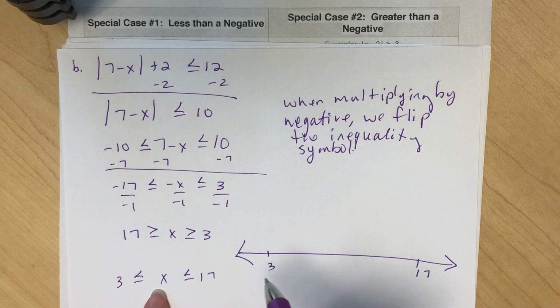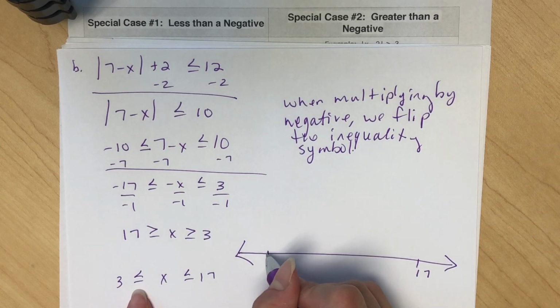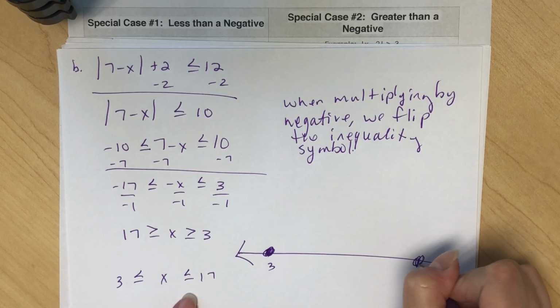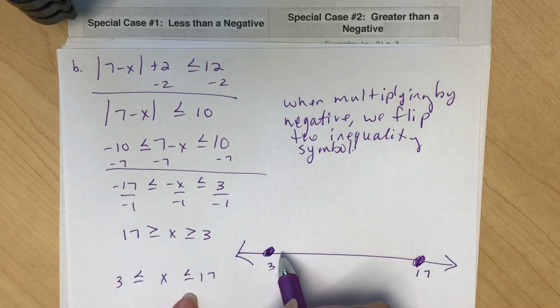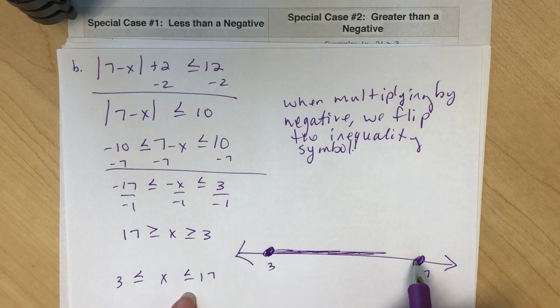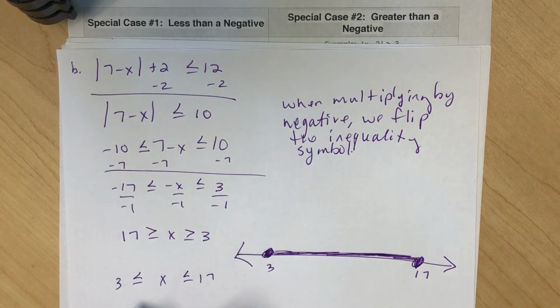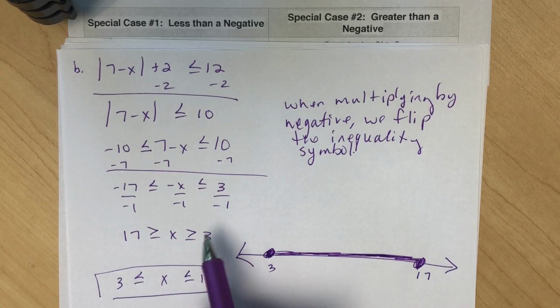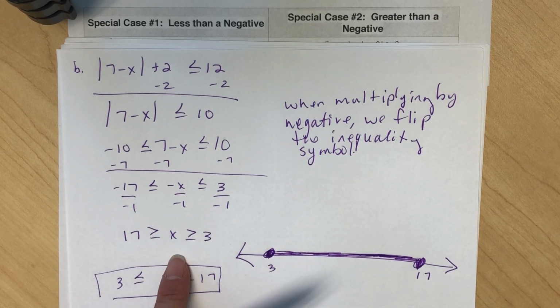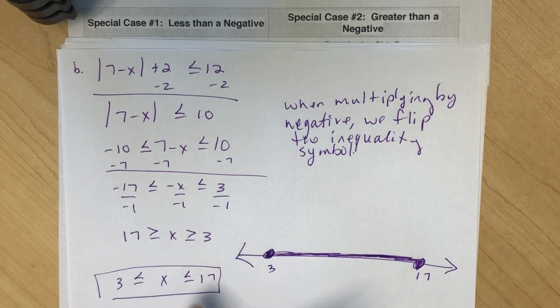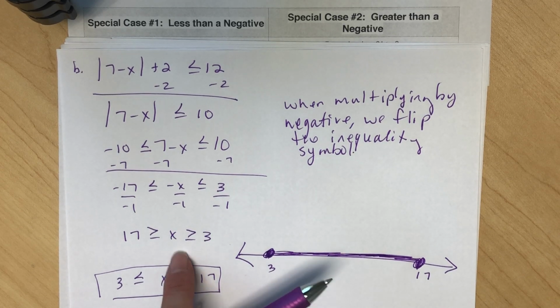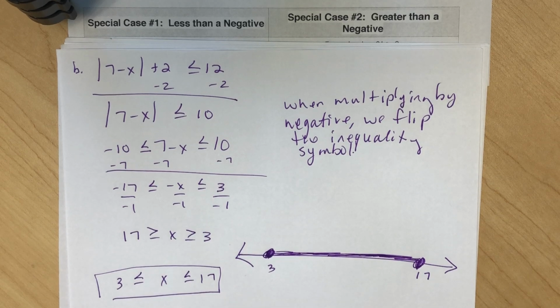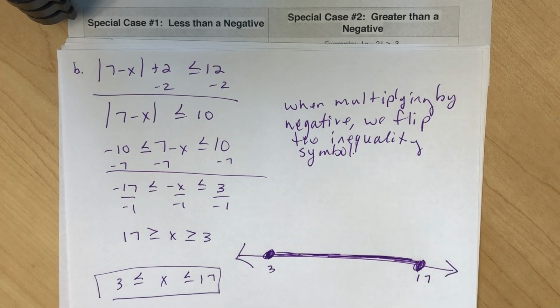I can graph it. I'll go to the 3. Because it's got the equals, I'm going to do a closed circle this time. 17 also has equals, so we'll do a closed circle. Shade in between. So that's what my graph looks like, and that's what the solution looks like. If you're asking if the previous form is correct, it is, but this is better. I would give you full credit for this answer, but if it were multiple choice, you wouldn't see it. It would look like this. Okay, next question.